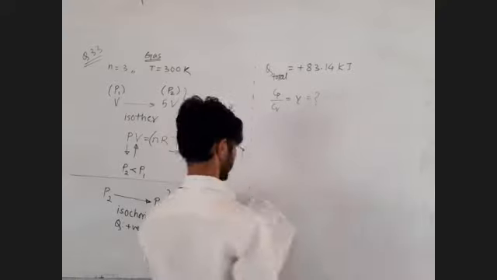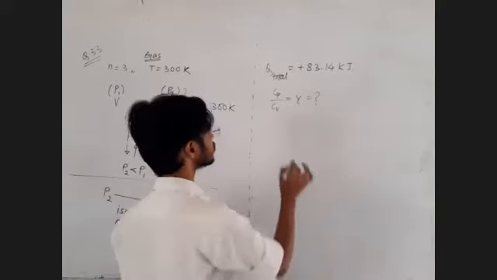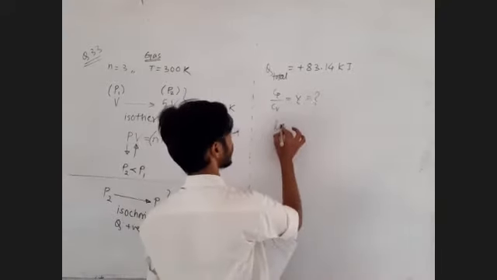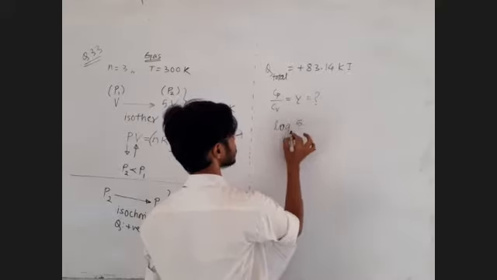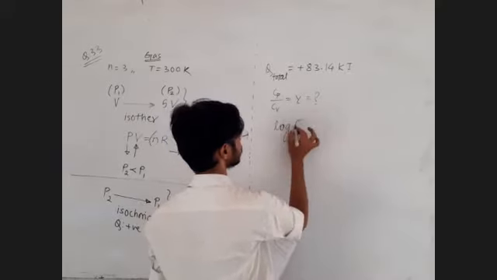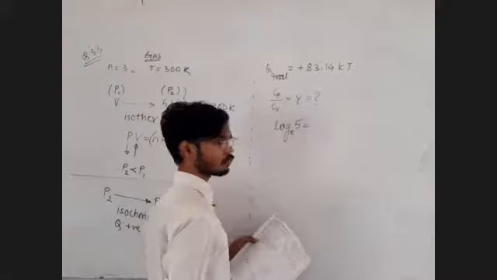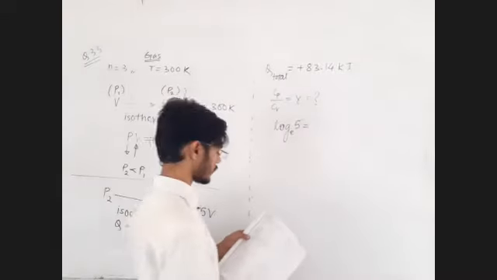Okay, so fine. Log 5, log 5 to the base E means ln 5. Ln 5 is given to you. Ln 1, 2, 3, 4, 5. You should remember. Okay.